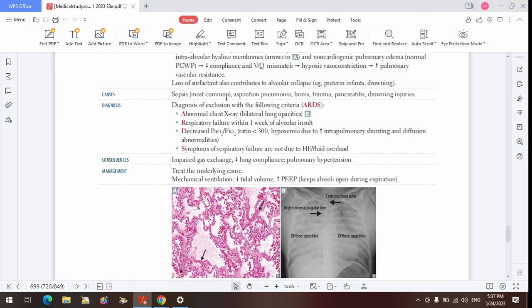So what do you want to do? You want to place them on mechanical ventilation so that you can deliver a positive end expiratory pressure. This PEEP is positive end expiratory pressure, so that at the end of expiration, when you're having that elastic recoil, you don't want the recoil to happen and the lungs collapsing. So you want to maintain a positive transpulmonary pressure to keep them open. That is what is happening there.